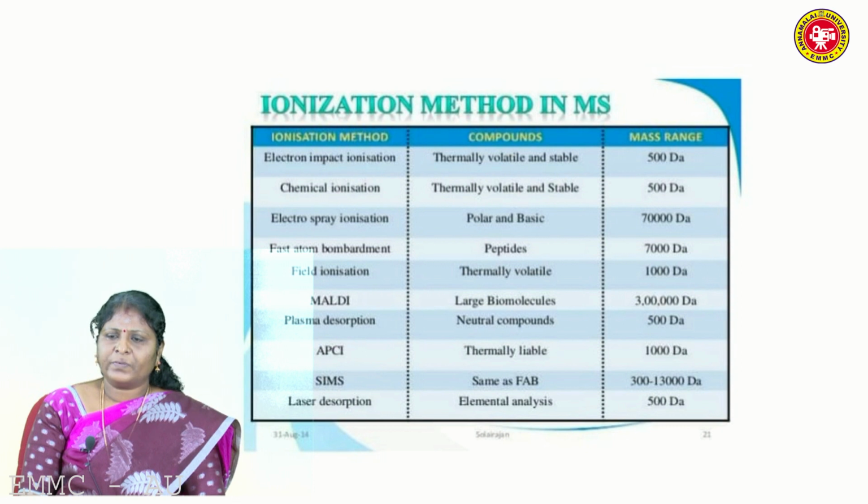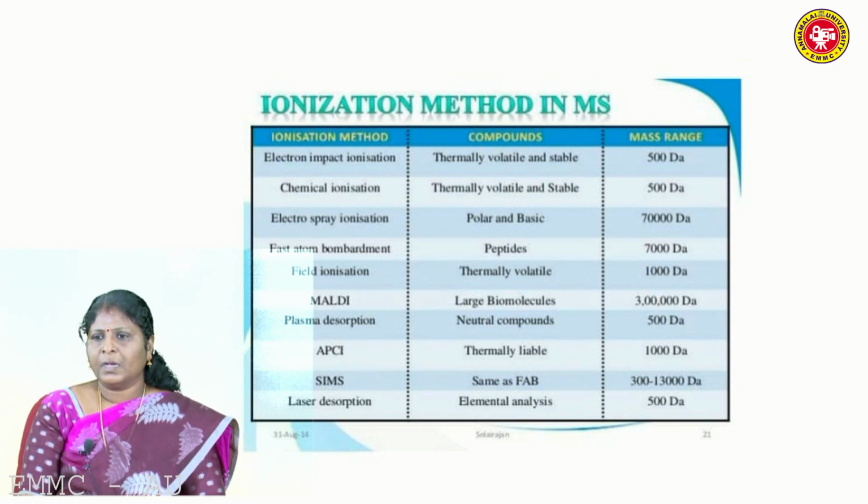The next one, field desorption. Techniques like MALDI and SELDI involve only desorption ionization. Field ionization is used for thermally volatile molecules up to 1000 Dalton. MALDI is a very important technique, used to analyze large biomolecules having molecular weight up to 3 lakh Dalton. Plasma desorption is used for normal compounds up to 500 Dalton. APCI is used for thermally labile compounds up to 1000 Dalton. SIMS, secondary ion mass spectrometry, is similar to FAB, fast atom bombardment, and is used to analyze compounds from 300 to 13000 Dalton.